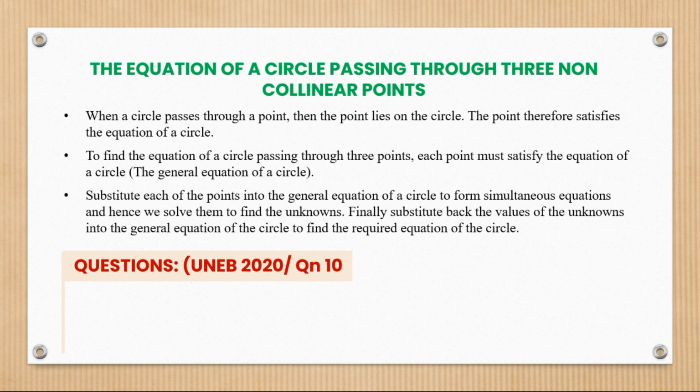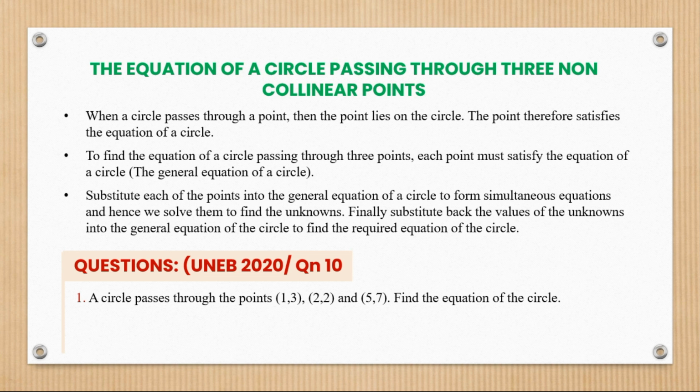So the first example we're going to look at is a question from UNEB 2020, and this was question 10. Being told that a circle passes through the points (1, 3), (2, 2), and (5, 7), find the equation of the circle. So that's what we're being told.